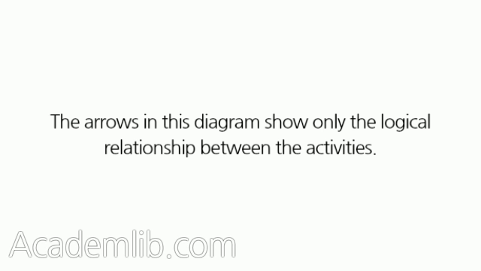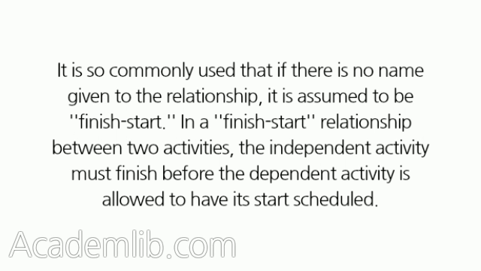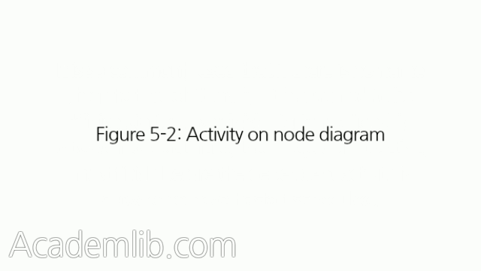The arrows in this diagram show only the logical relationship between the activities. The most common of these is the finish-start relationship, which is the default and is generally not shown explicitly in the diagram. It is so commonly used that if there is no name given to the relationship, it is assumed to be finish-start. In a finish-start relationship between two activities, the independent activity must finish before the dependent activity is allowed to have its start scheduled. Figure 5.2, Activity on Node Diagram.